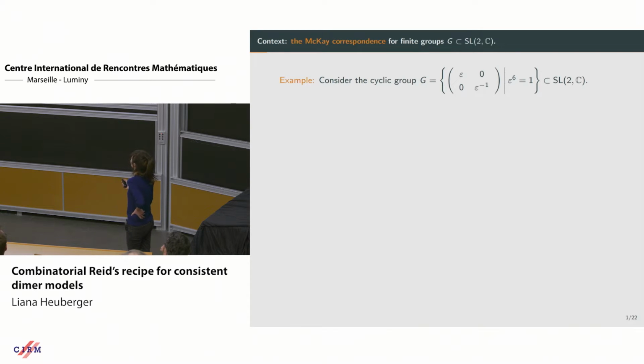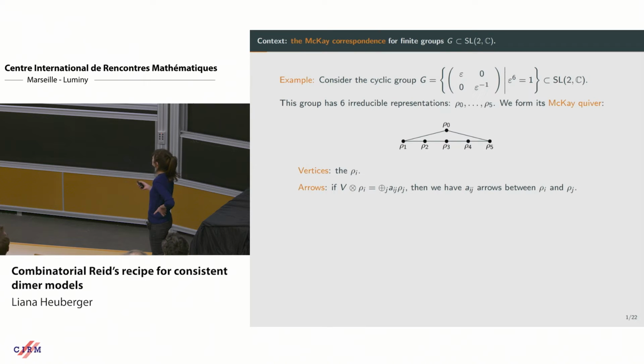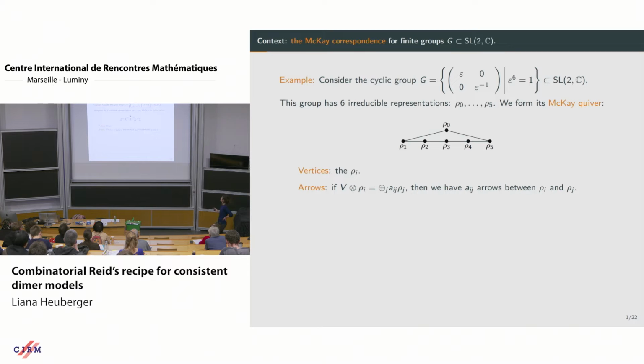So we have these diagonal matrices, and we have epsilon a sixth root of unity, and this is a subgroup of SL2C. Something that you can do if you're an algebraist is to consider its irreducible representations. There's 6 of them. We denote them rho 0 to rho 5. You can form what is called its McKay quiver.